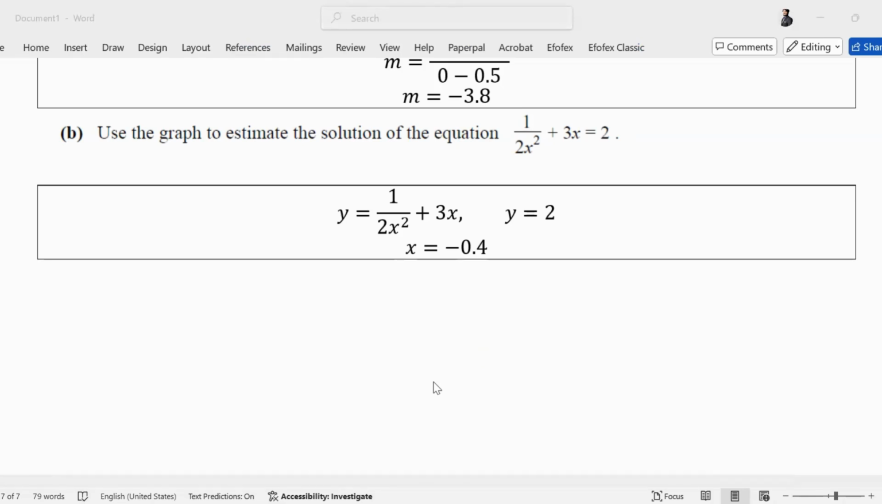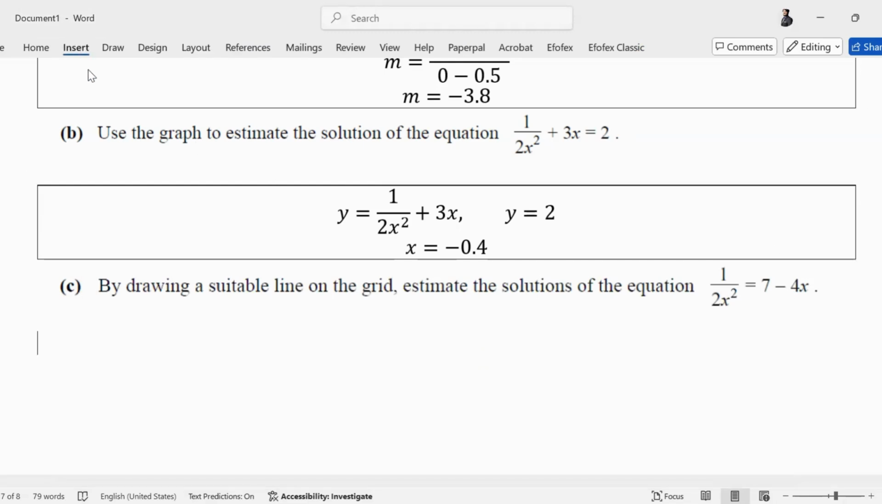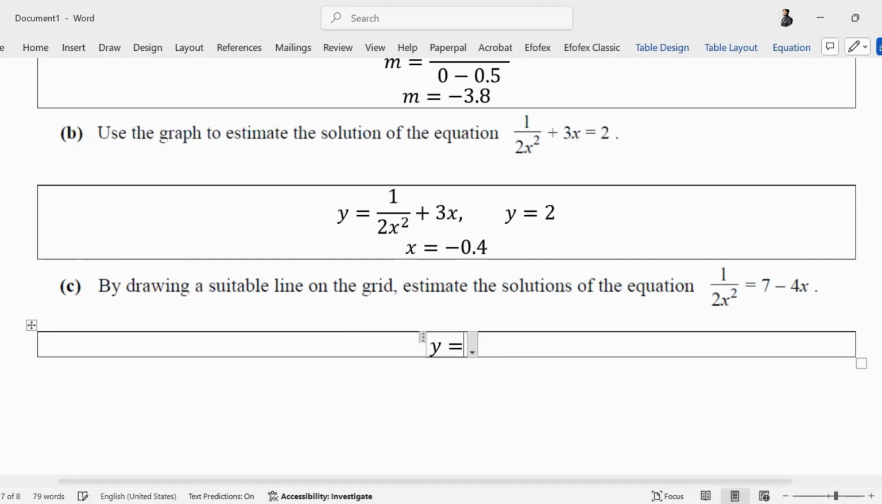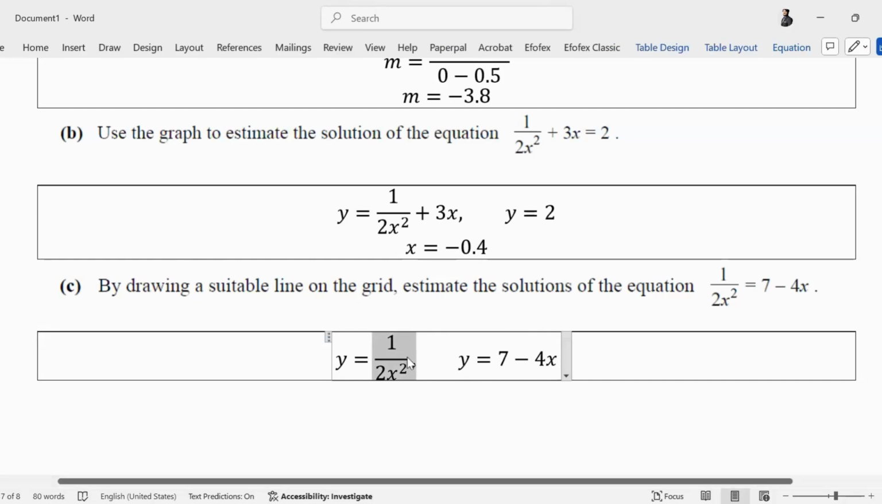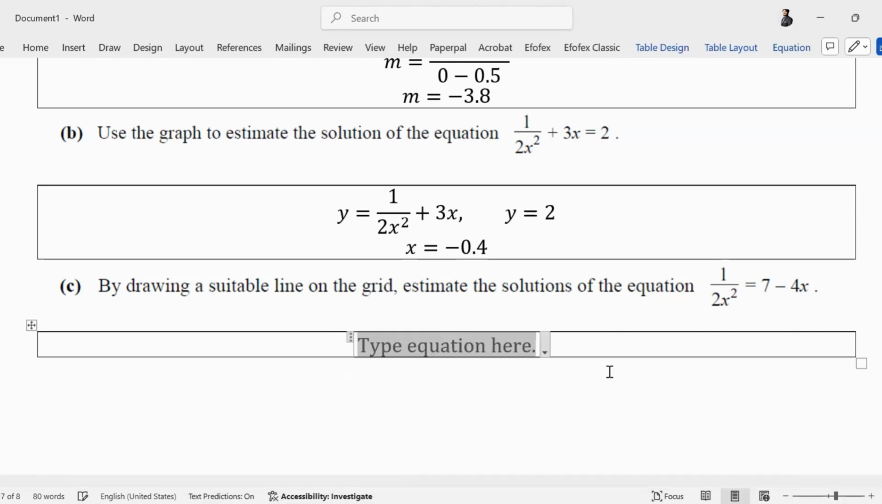Now moving on to the next one. Again, in order to solve this equation, I'll have to draw both the graphs. As per the equation, I will want to draw y equals 1 upon 2x squared. Now I'll have to draw y equals 7 minus 4x. So I'll have to draw two graphs because I do not have this graph. So I'll try to manipulate this equation in such a way that on one side of the equation, I have the graph that I've already drawn. How do I do that?